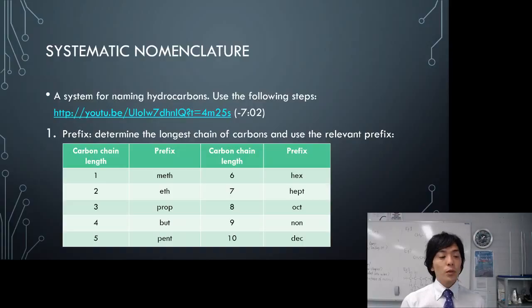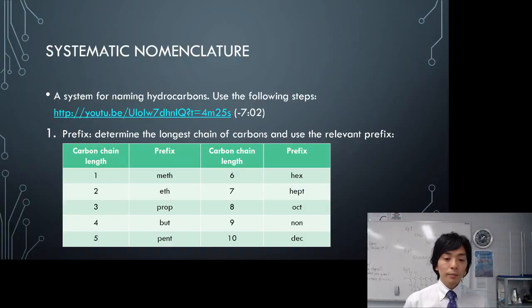Firstly, you need to be able to use the prefixes: meth, eth, prop, but, pent, hex, hept, oct, non, and dec. Now you're only expected to know up to 8, so as long as you can memorize meth, eth, prop, but for 1, 2, 3, 4 carbons, the rest should be the same as what you learn in the geometry topic in math. That determines the number of carbons in a chain. So that's what you need to find out first.